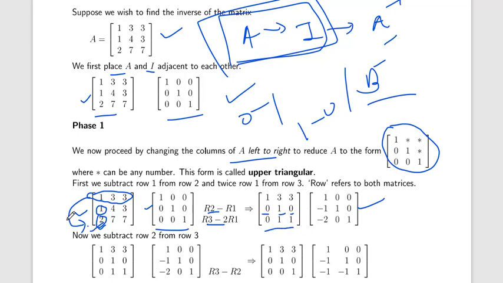So here 0 1 1, 7 minus 6, 7 minus 6. We also apply this operation to the second identity matrix, so we will get minus 2, 0, 1. All the other rows stay the same. So okay.